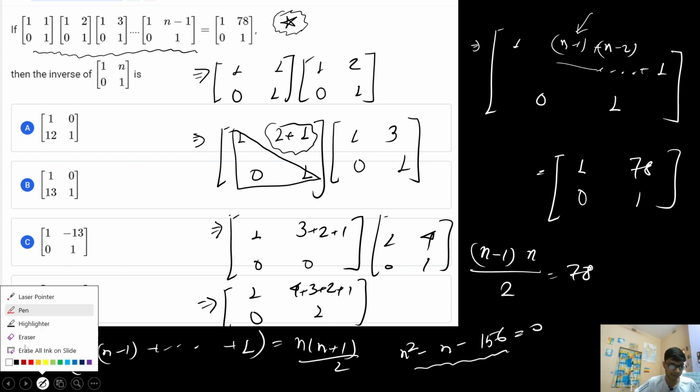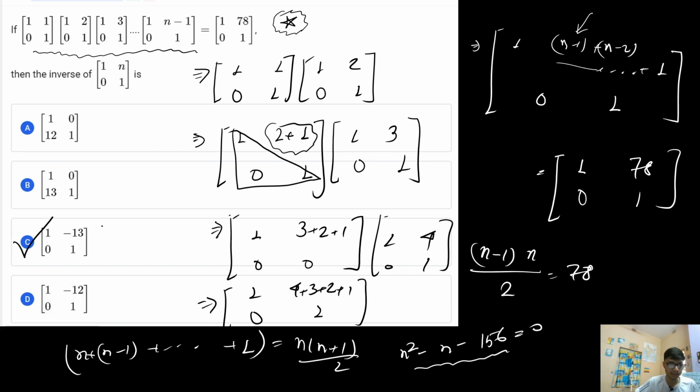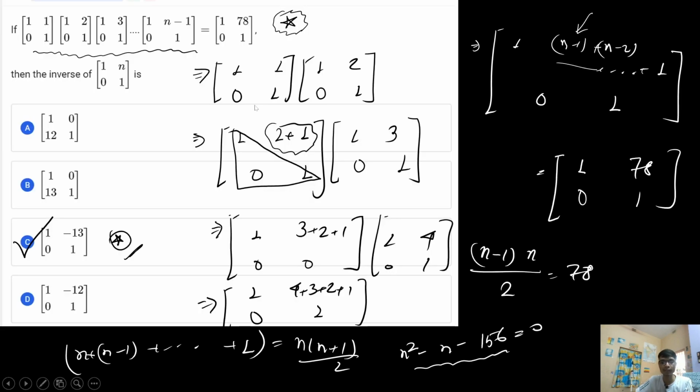So this is how we get to the result, and the answer is option number C. Okay, so this is the answer. This question is a very important question, and this is how we approach this particular product rule. Okay, so I hope these solutions are clear, and with this we come to the end of the lecture.